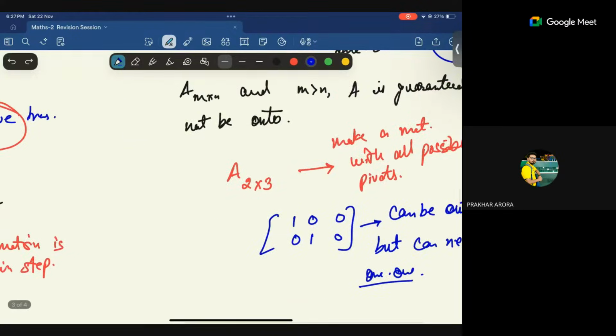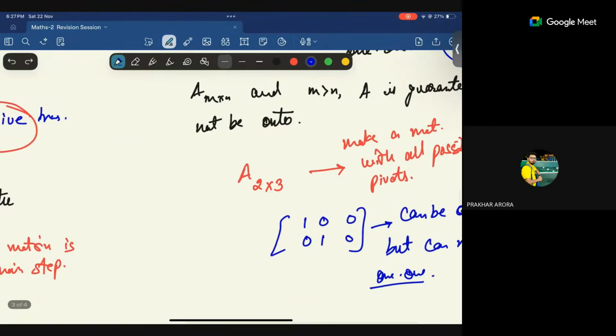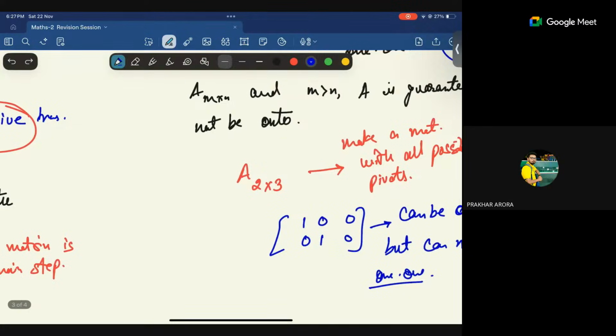Now what is the matrix here? M is greater than n. Don't choose high numbers. Just take 2, 3 only. Don't take 1. Just take 2, 3 and you will be sorted. Let's take, for this one we want, A is 3 cross 2. A is 3 cross 2, so this will look like this.